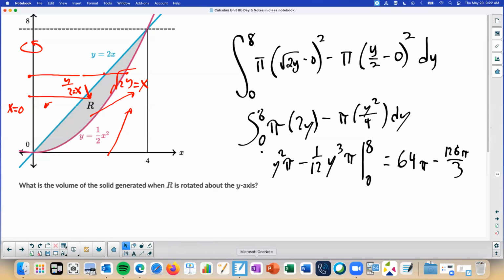Okay. Oh, and that's where you're asking how simplified do you want it? That's a good question. You don't have to do that on the AP test. On the free response questions, you can leave your answer as 64 pi minus 128 pi thirds. You don't have to simplify a fraction at all. If all you're doing is numeric simplification, you don't have to. They will accept whatever answer. As long as your answer is correct, that's really all they're looking for.